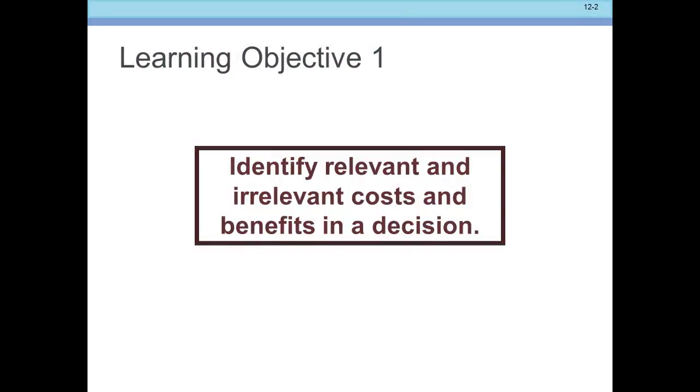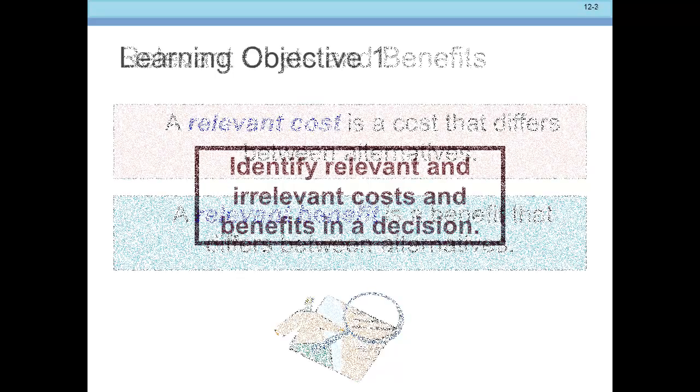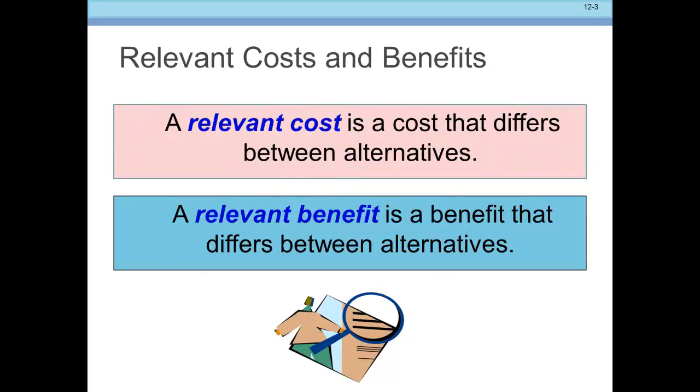Let's start with a couple of terms: relevant and irrelevant costs. Costs that differ between alternatives are called relevant costs. Benefits that differ between alternatives are called relevant benefits. In decision making, we identify and consider the relevant costs and we ignore the irrelevant costs.